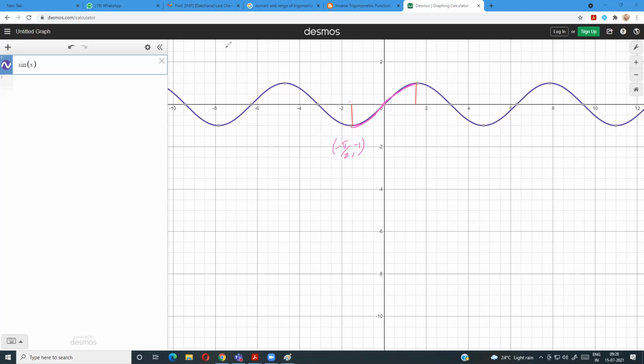And here look at this point. Look at that point, pi by 2 comma 1. Okay. In the graph, those points are okay. So I took only this much region. In this particular area, the one which I shaded, is the function 1-1 and onto? Is the function 1-1?